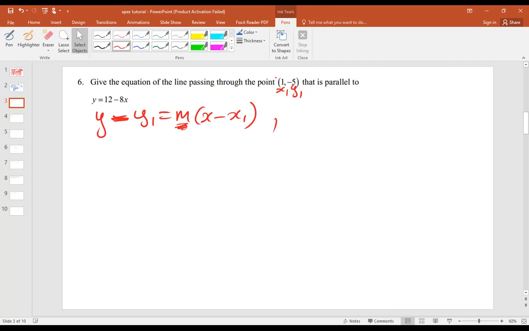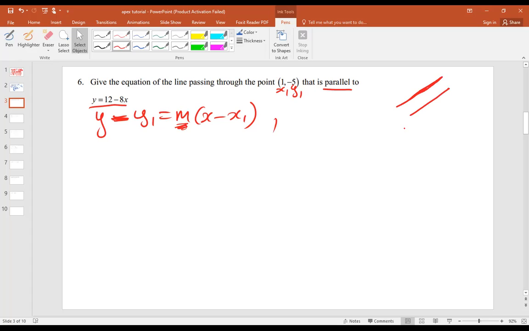We know to say this line that we are trying to find is parallel to this one. So when you have two parallel lines, they look like these two here. If you have two lines which are parallel, you need to understand that they have the same gradient. Any lines that are parallel all have the same gradient.